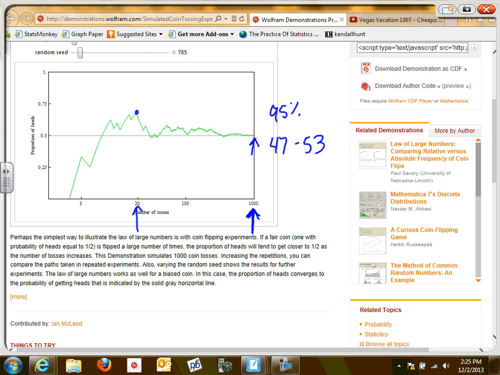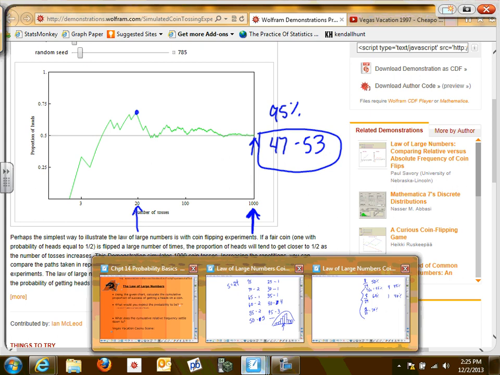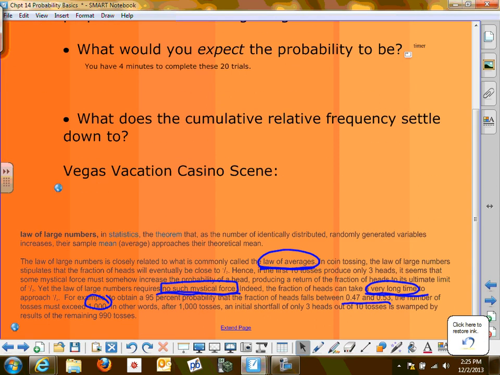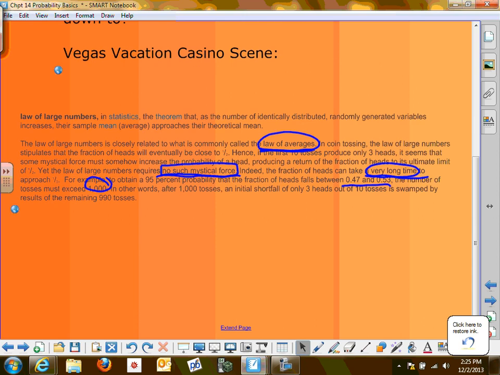So if you flip a coin 1,000 times, I am 95% confident that your cumulative frequency is going to be between 47 and 53%. No, we're not going to do that. Keep on flipping it some kind of way. That would not be considered random. If you have a technique to make it flip a particular way, then that's not random. It has to be done randomly.